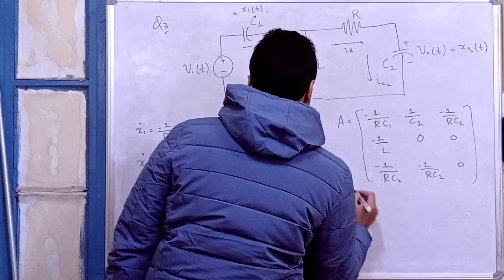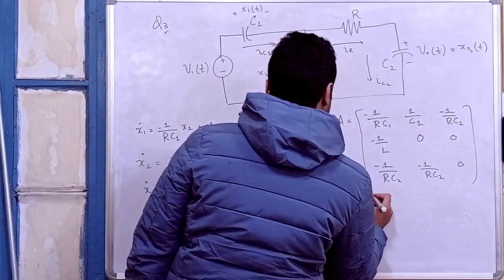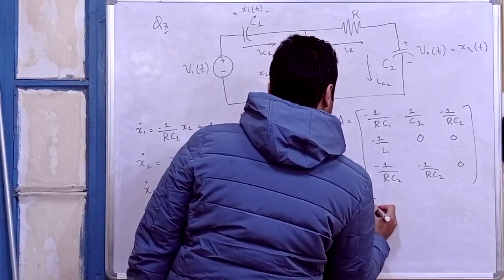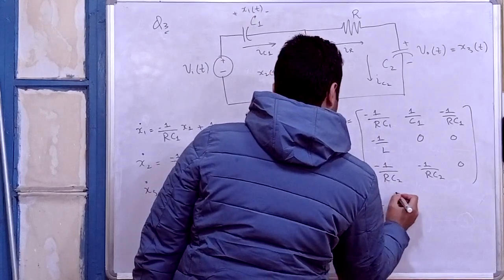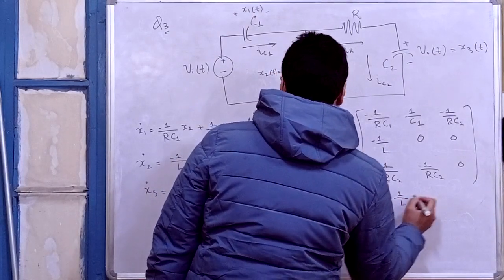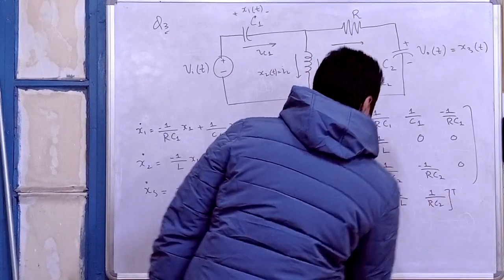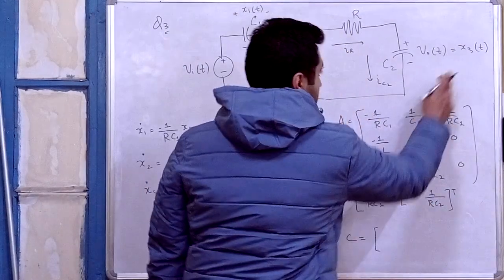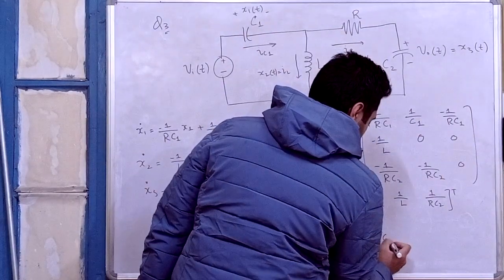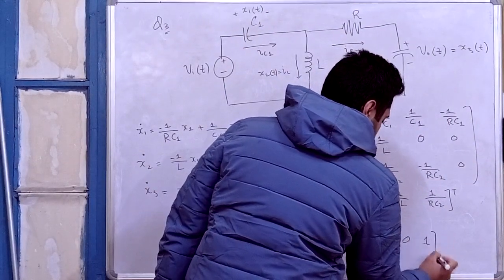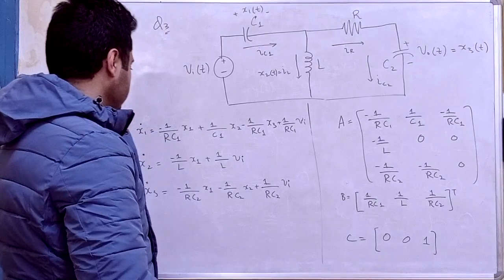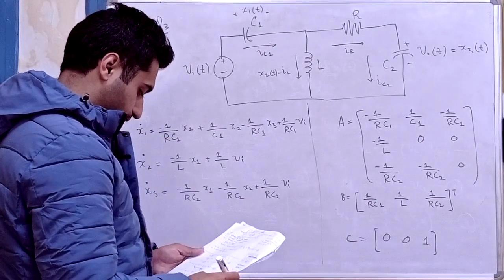Your B matrix is 1 by RC1, 1 by L, 1 by RC2, and C is the third state variable. So this is which option?